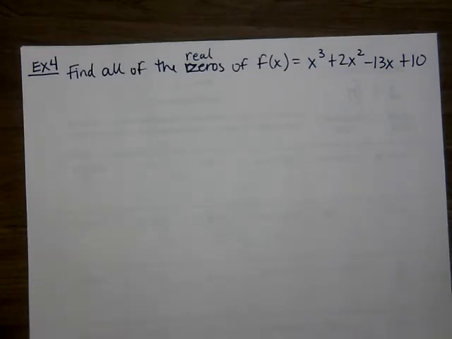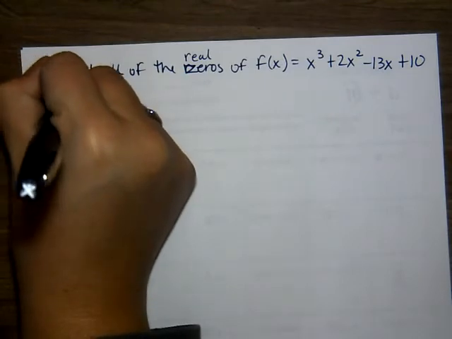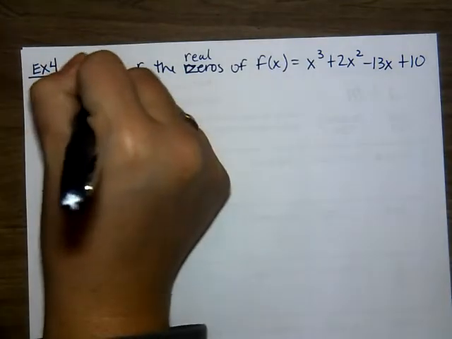Okay? So this is our next step. If it doesn't factor, then we do the rational zero test. So let's just say step 1, try to factor.